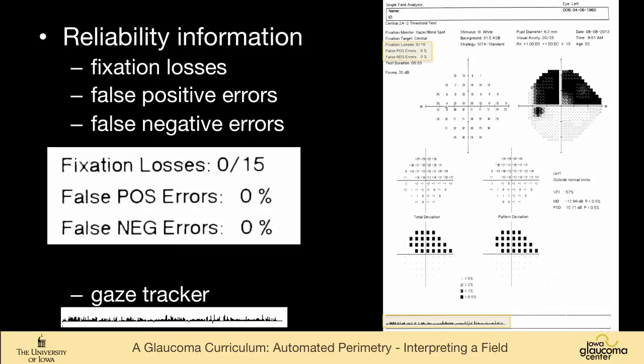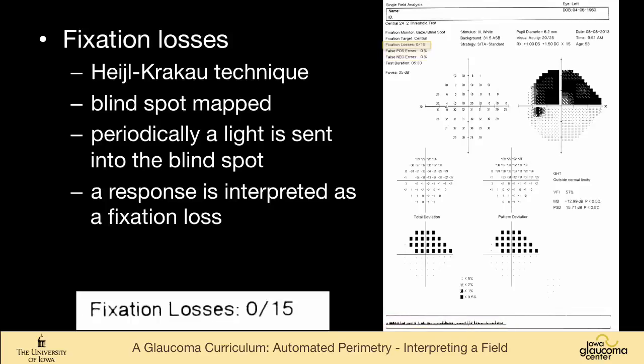We want to make sure that the field is reliable. So there are 4 reliability parameters on a SITA field. Fixation losses, false positive errors, false negative errors, and the gaze tracker. So fixation losses are tested with what's called the Heijl-Krakau technique, where the perimeter maps the blind spot right here, and periodically a light is sent into the blind spot. And if the patient responds to that, then there must be retina where the blind spot's supposed to be, and that's considered a fixation loss.